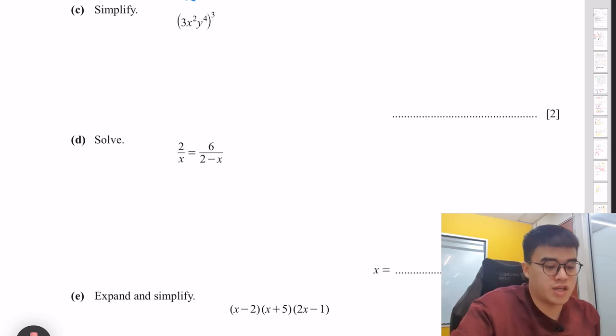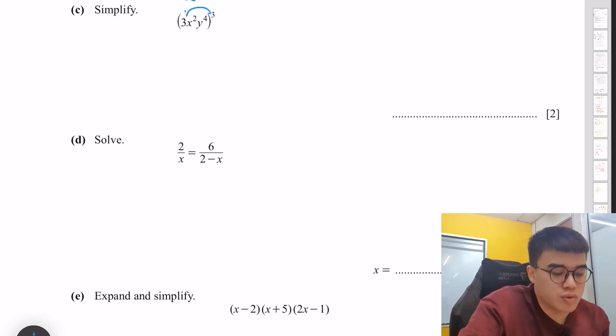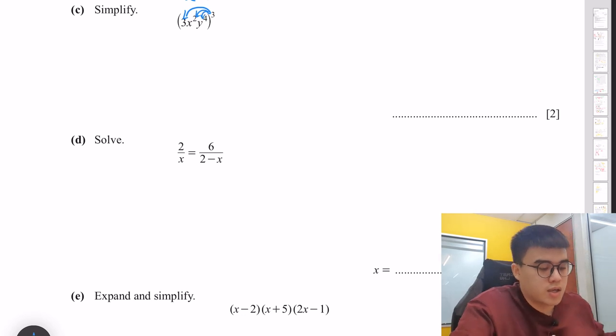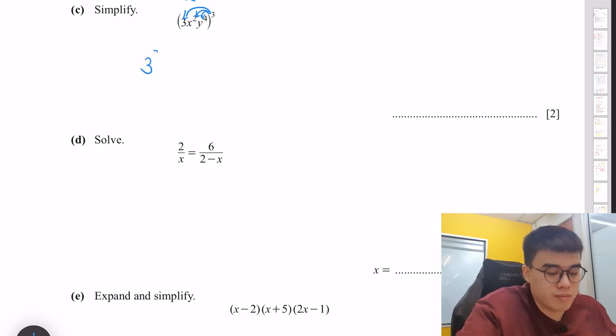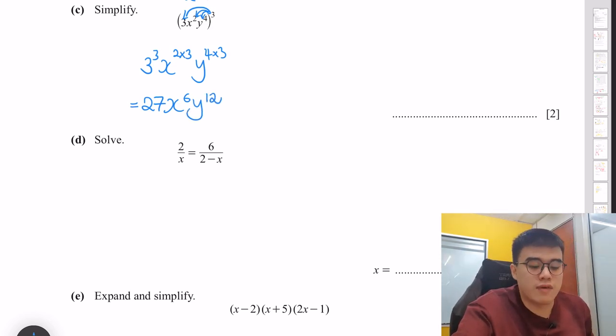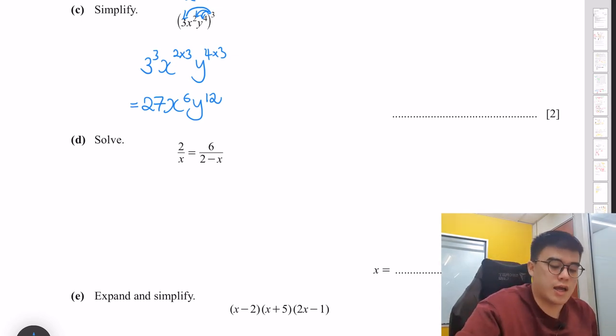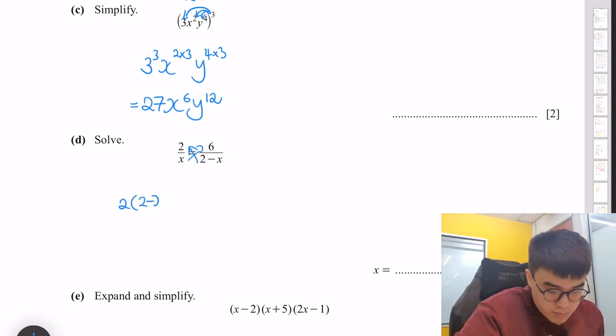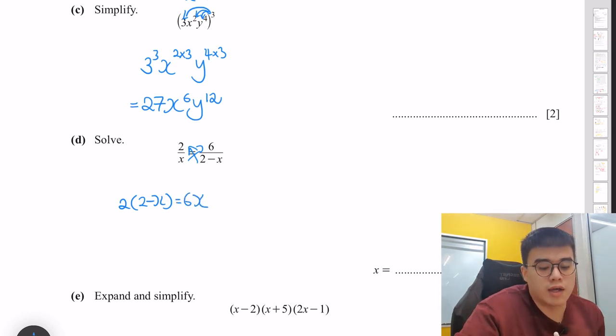Moving on to question C. You have to multiply the 3 into every one. Please remember this. So 3 was being cubed. X, you will have this. And Y, you have to multiply by 3 as well. So you get your results as 27. X to the power of 6 and Y to the power of 12. As for the next one, it's just cross multiplication. You will get your answer as the following.